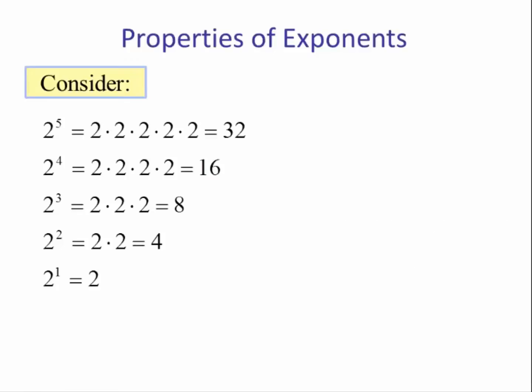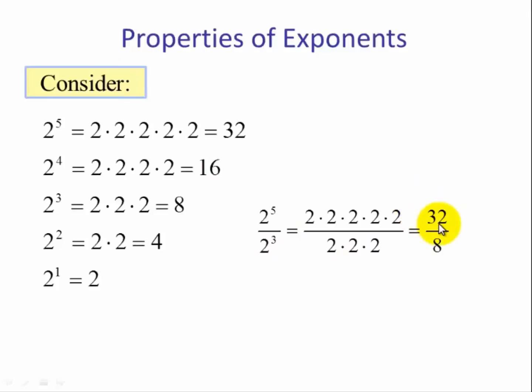Let's do another example. Imagine we have 2 to the 5th divided by 2 to the 3rd. 2 to the 5th is 2 times 2 times 2 times 2 times 2, divided by 2 cubed. If we compute this, this becomes 32 divided by 8, and 32 divided by 8 is 4. Using the property of exponents, since these are the same base, 2, we can simply subtract the exponents and we get 2 to the 2nd power, because 5 minus 3 is 2, and 2 squared is 4.